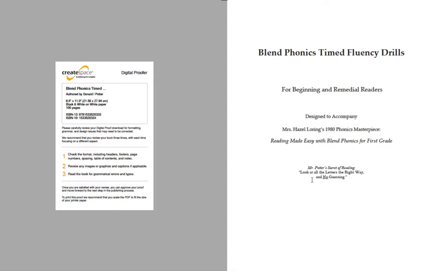Mr. Potter's Secret of Reading, this is maybe the most important thing in my book: look at all the letters the right way and no guessing. And the reason that's important is because in our schools today, students are often taught sight words. And the reason they're sight words is because they're taught to memorize the whole word without reference to the letters. And that's what makes them a sight word. And we actually have thousands and thousands of classrooms in America today where students that don't even know the alphabet are being asked to memorize words. And of course, once they memorize them to read, they have to guess the other words because they can't sound them out. So they have trouble becoming independent or superior readers.